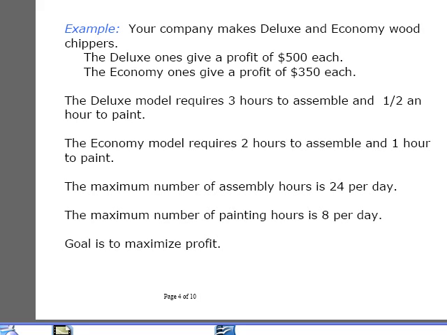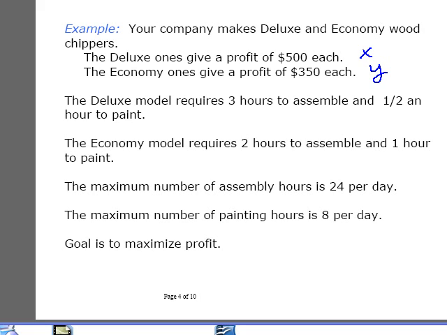Now I'm just going to go through an example, and I'm not going to talk about the theory behind linear programming. I will just mention it. Okay, let's say you're making wood chippers and you've got a deluxe model and an economy model. I'm going to call the deluxe model X and the economy model Y. When I sell a deluxe model, I get $500. When I sell the economy model, I make $350 profit. Okay, I know that. That's going to go into my objective function.